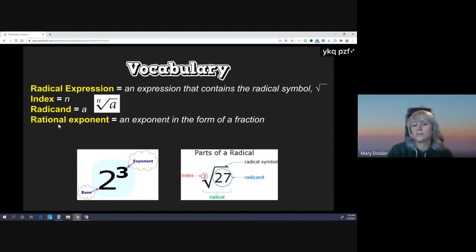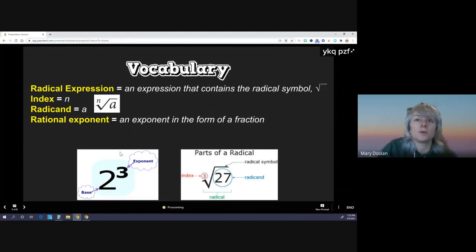Okay, so rational exponents can be written as a fraction. All right, and that's what we're looking at here. So exponents in the form of a fraction. So this is kind of a review, this little picture here. 2 to the 3rd power is how you can read that, or 2 cubed. 2 is your base. 3 is the exponent. The exponent tells you how many copies of the base.